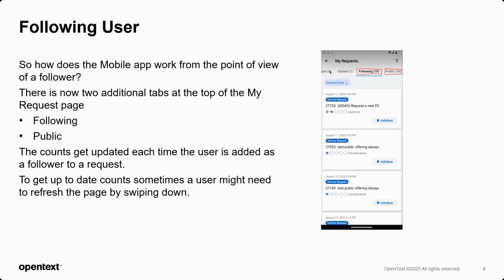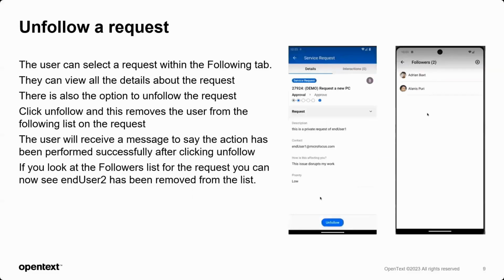And to get up-to-date counts, sometimes a user might need to refresh the page, and in order to do this you just swipe down. To unfollow a request is quite simple. The user can select the request within the Following tab. They can view all the details about the request.